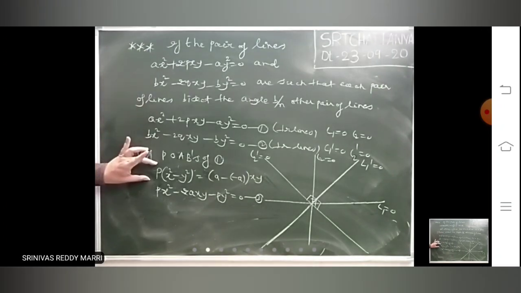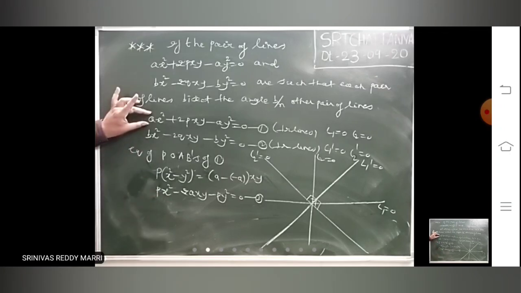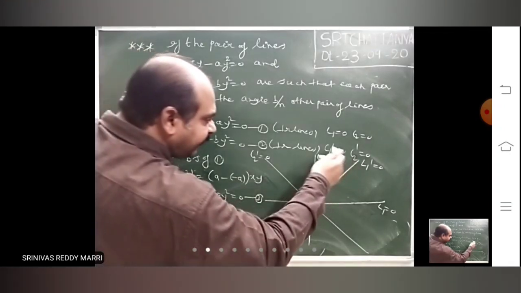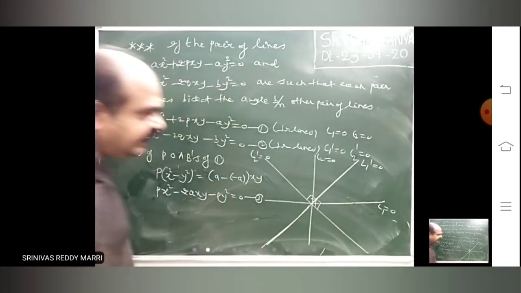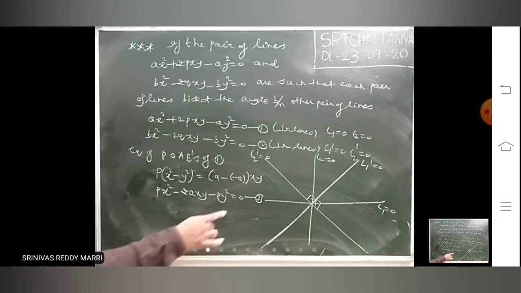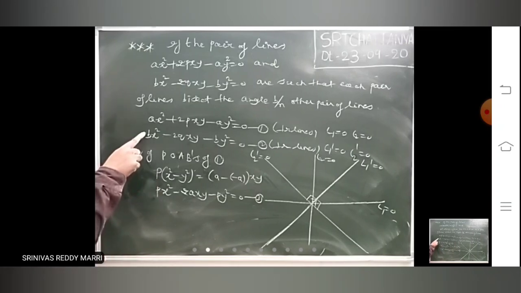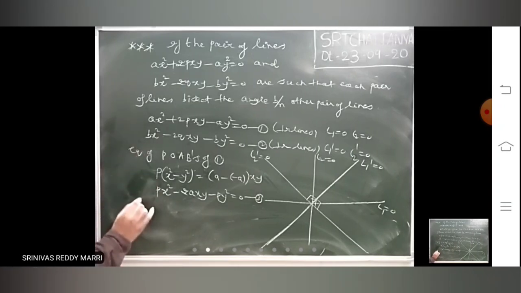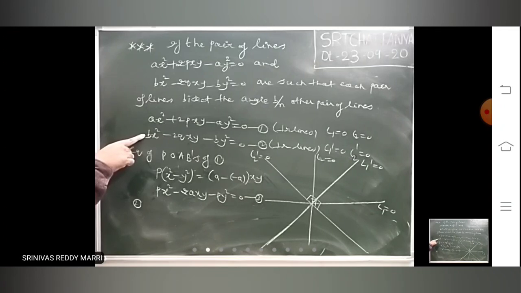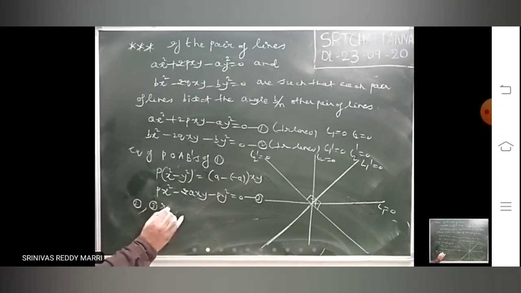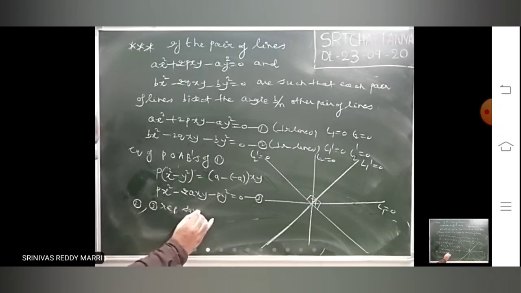Take the first equation and write the equation of the pair of angular bisectors. This is the third equation. If you write the pair of angular bisectors of this, then what are the pair of angular bisectors of L1 and L2? L1 dash and L2 dash equal to 0. That means equation 3 and equation 2 will represent the same. These are L1 dash equal to 0 and L2 dash equal to 0. That means 2 and 3 represent the same lines.